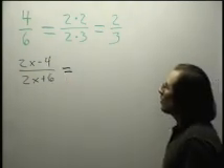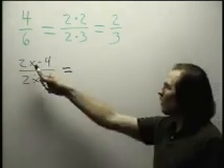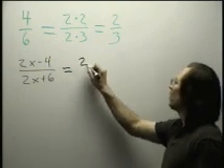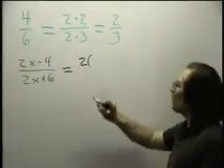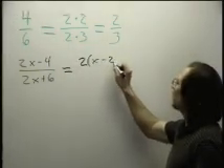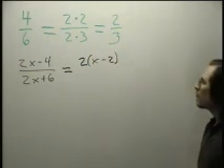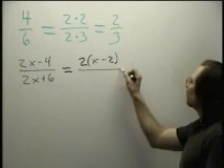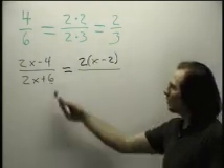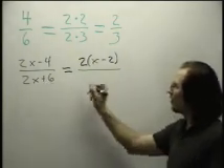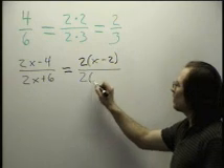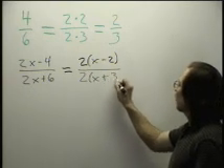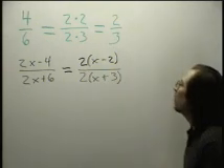2x minus 4, how does that factor? Well, there's a 2 in common to each term, so we can factor out that greatest common factor. X minus 2 is prime, so there's nothing more to do to that one. Denominator is 2x plus 6. Again, there's a 2 in common, so we can factor that out.